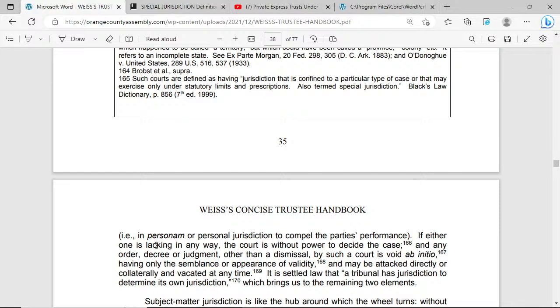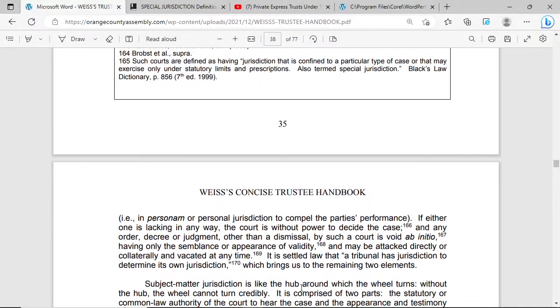If either one is lacking in any way, the court is without power to decide the case, and any order, decree, or judgment other than a dismissal by such a court is void ab initio, meaning from the start, having only the semblance of appearance of validity, and may be attacked directly or collaterally and vacated at any time. It is settled law that a tribunal has jurisdiction to determine its own jurisdiction, which brings us to the remaining two elements.